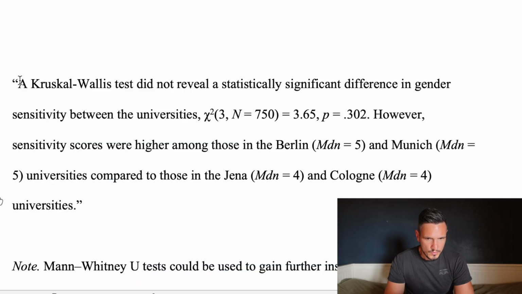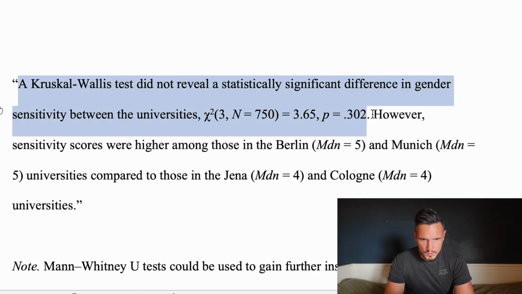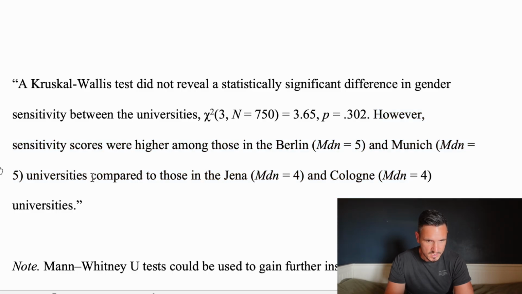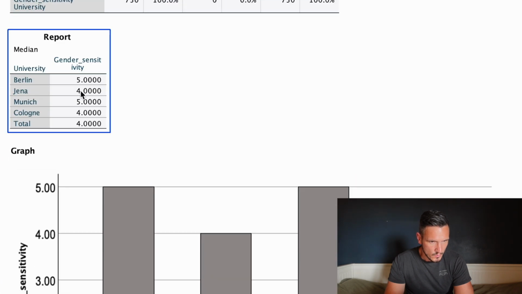So that's how we report the Kruskal-Wallis test, but I've also reported these medians. So I've said that gender sensitivity scores were higher among those in the Berlin and Munich universities compared to those in the Jena and Cologne universities. And I've inserted medians of 5 here and medians of 4 here, and that's just coming from this report table where we have these medians for each of the different cities.